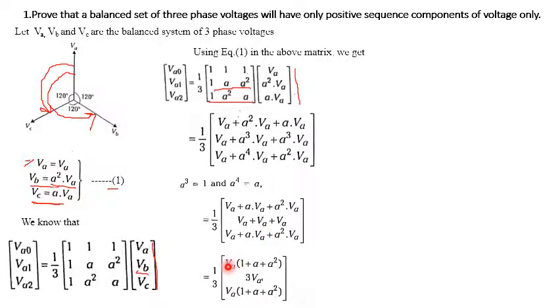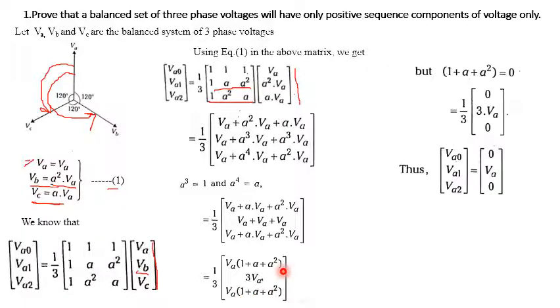So what is the common term here? VA is the common term. So we'll make it as 1 plus A square. So this is nothing but 3 VA, where VA is multiplied by 1 plus A square. Already we know that 1 plus A square is equal to 0. So here it is 0, and this is nothing but 3 into VA times 0. So 3 VA into 0 is 0.